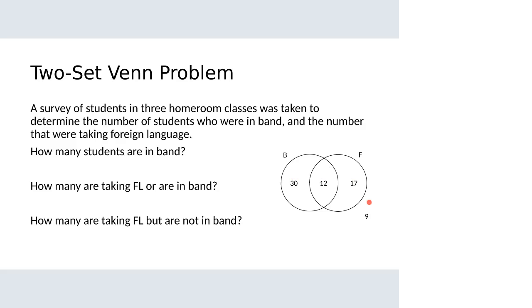All right, let's see what's going on in this problem. A survey of students in 3 homeroom classes was taken to determine the number of students who were in band and the number of students who were taking foreign language. So right there we can see we have two sets. We have band and we have foreign language. This is our band circle and this is our foreign language circle. So we have those two sets.